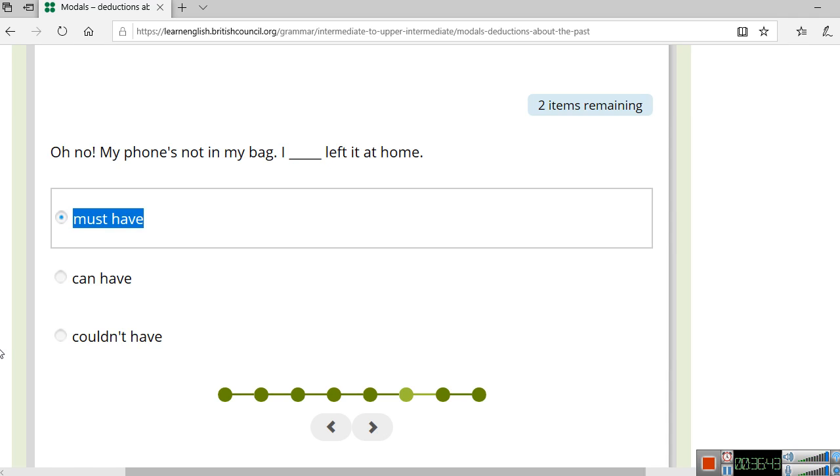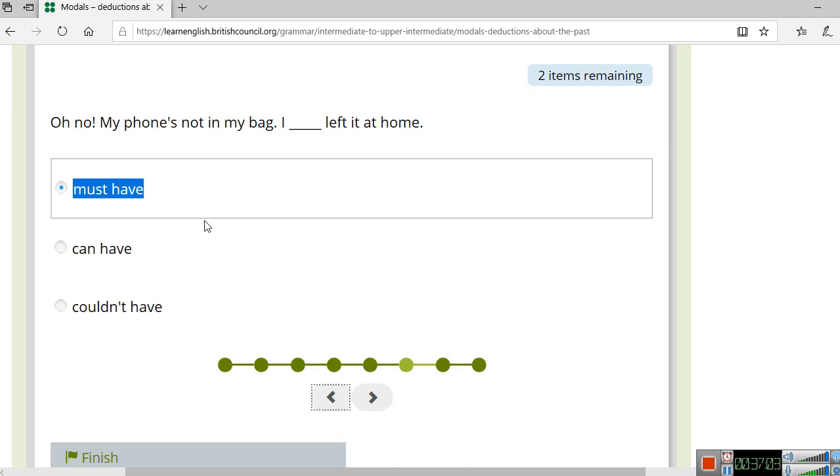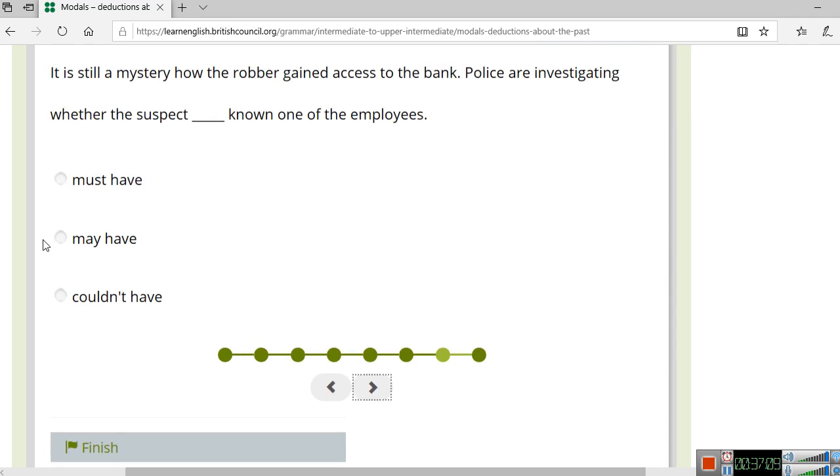Very well. That was a perfect explanation. So yeah, being 100% sure your phone is not in your bag makes you think that you left it at home. Yeah, very well. So let's continue. Oh no, my phone is not in my bag. I must have. Nothing to worry about there.